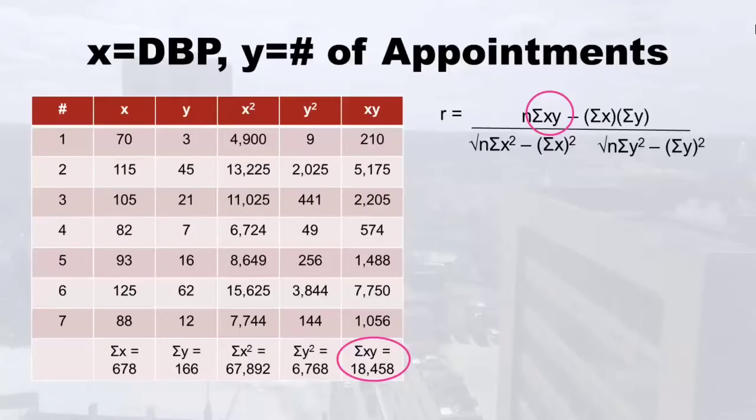Obviously n is 7, right? Because we have 7 patients. You see a bunch of n's in there. So I think we have all our R ingredients. So let's move forward.